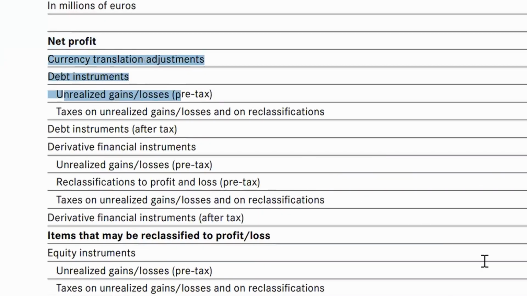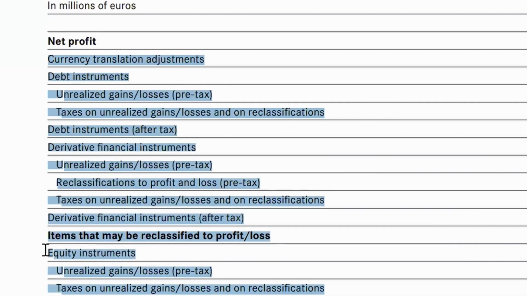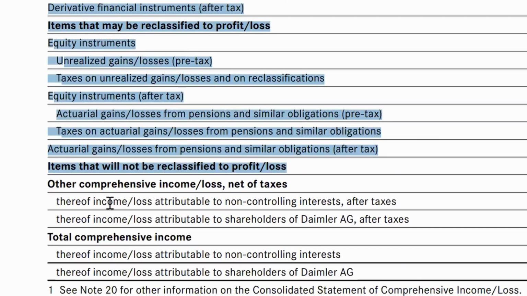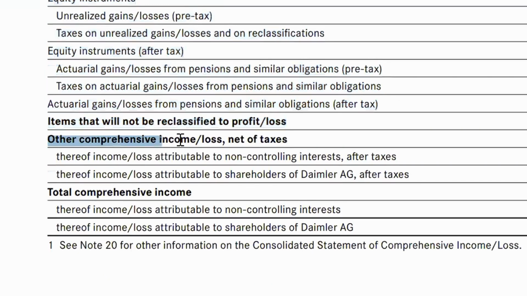Don't worry about this part. I will tell you this is a little bit more complicated, but you have here other comprehensive income, and this is part of the statement. It's called income statement and other comprehensive income statement.